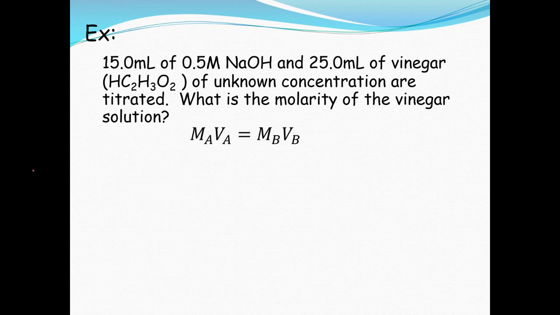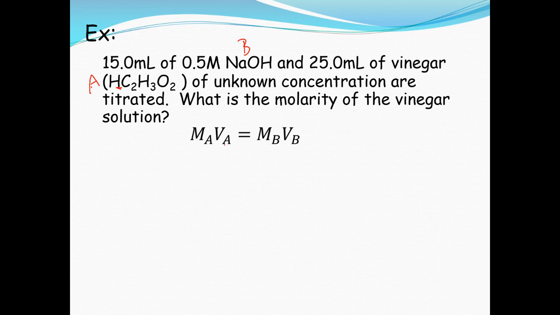Okay, so the first thing we need to do is pick out which one is the acid and which one is the base. Our acid, remember, always starts with H, so that's going to be the vinegar. Our bases always end in OH, so that's going to be the NaOH. Now we'll start plugging in. The molarity of the acid is what we're looking for, so we don't know what that is. We'll put that as an X.